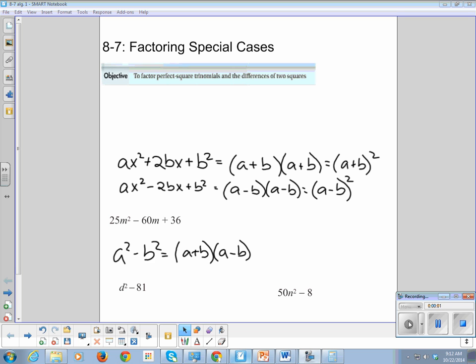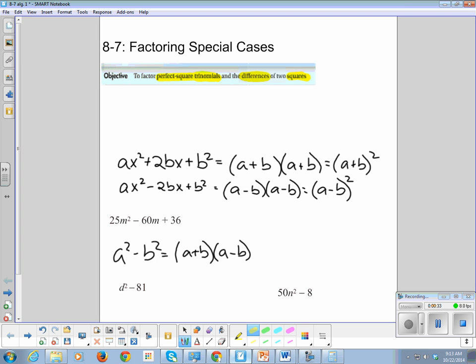11 is factoring special cases. Our learning objective is to factor perfect square trinomials and the differences of two squares. So let's highlight our vocab words. Perfect square trinomials. Remember, that's the three terms. And then differences means subtractions. And here's the word squares again.